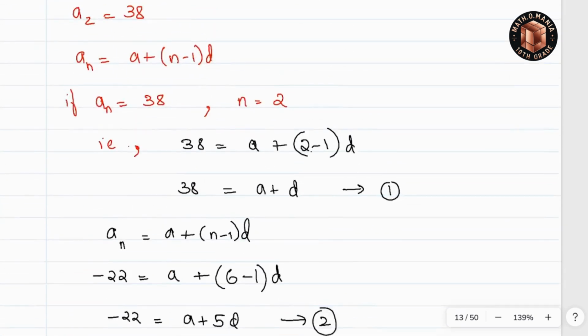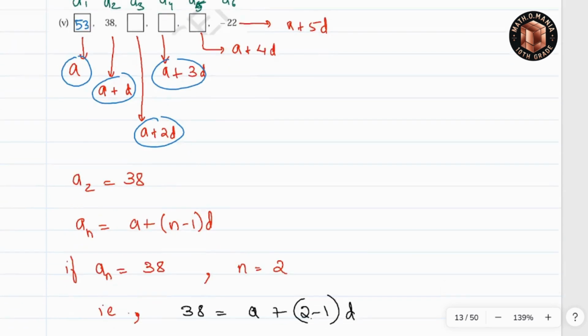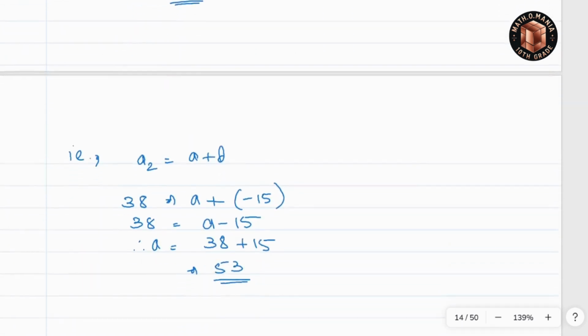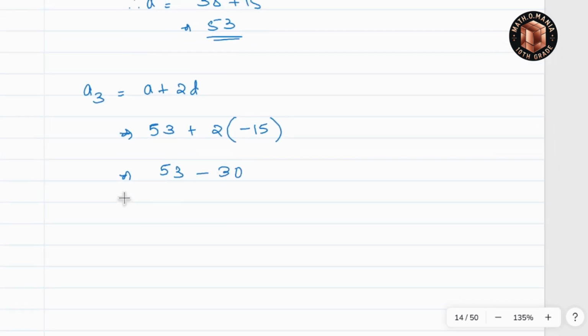So now I got our first term. Which is our first term? Here this is equal to 53, right? Now we have to find our third term, A3. In order to find A3, A3 equal to A plus 2D. Now we know D is a known number and A is also a known number. That means directly we can substitute the values and find A3. 53 plus 2 into, what's the D here? Minus 15. So, which is equal to 53 minus 30. So, what is the value? Which is equal to 23.